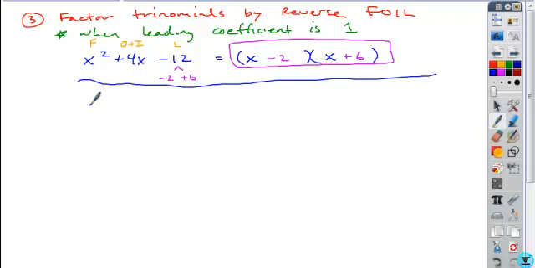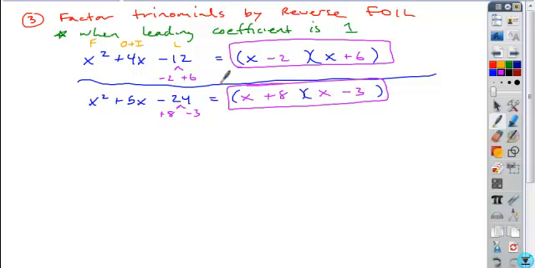Okay, so let's take a look at a couple more examples here. Again, these should be done very quickly and very straightforward. Okay, so we check this. We know that our first terms are x's because the leading coefficients are 1. Our last terms have to be the two factors of -24 whose sum is +5. And what are those numbers? +8, -3. I can write those in either order. But those are going to be my factors.